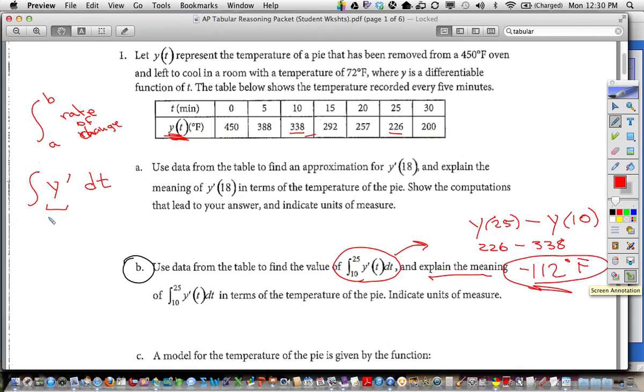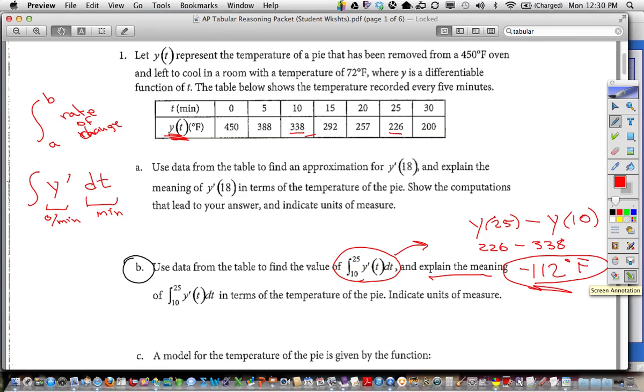What are the units on y prime? Degrees per minute. And what are the units on dt? Remember how we talked about how that's like your delta x, that's like the width? That has units, right? When we get into these problems with units and we start doing integrals, you really want to think of it this way. What's degrees per minute times minutes? Degrees. So it makes sense that our final answer is in degrees, right?